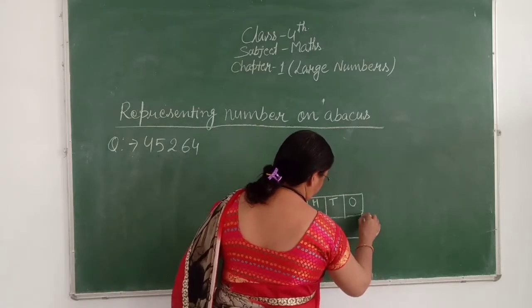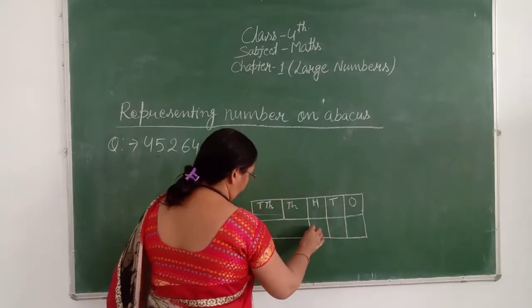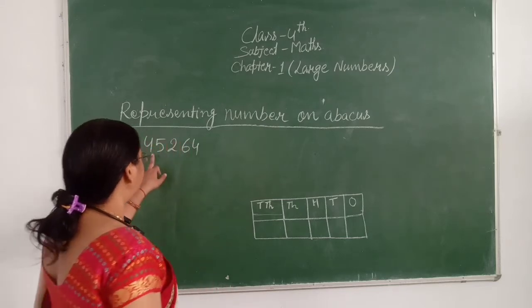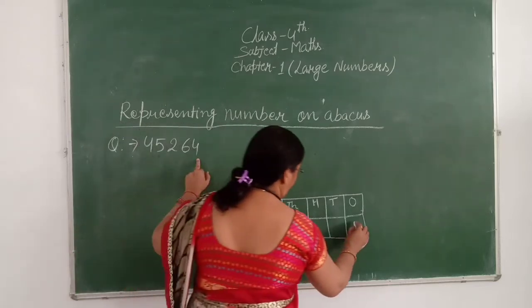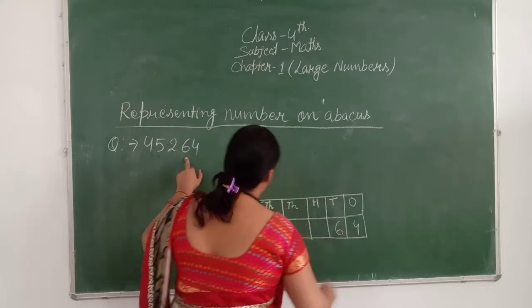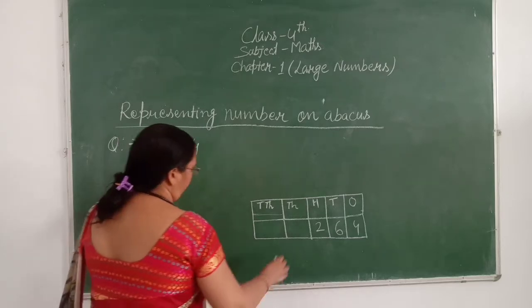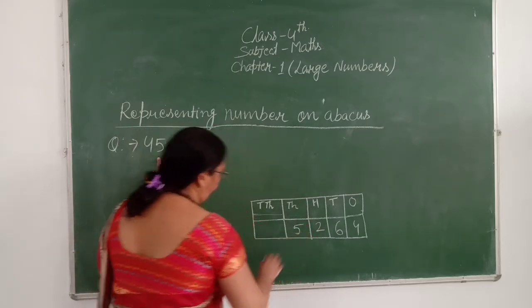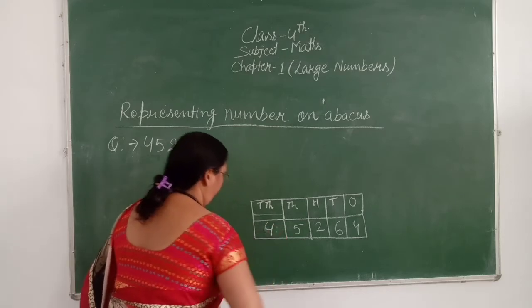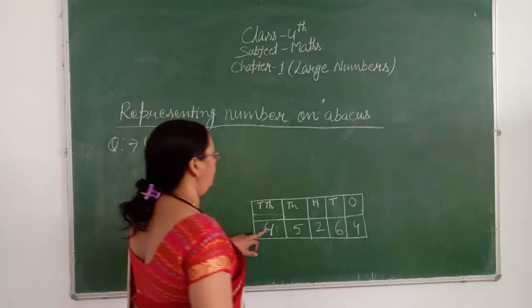And now put the digit at the appropriate place value. That is 4 at 1st place, 6 at 10th place, 2 at 100 place, 5 at 1000 place, and 4 at the 10,000 place.